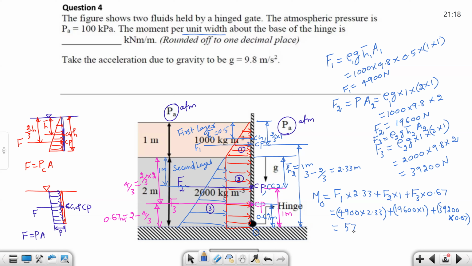$57,281 Newton meter per meter. So we want kilonewton meter. So 57 point, rounded up to 1 decimal place, so 3, kilonewton meter per meter. 57.3. Okay, so you should be able to calculate the forces and then get the answer properly.